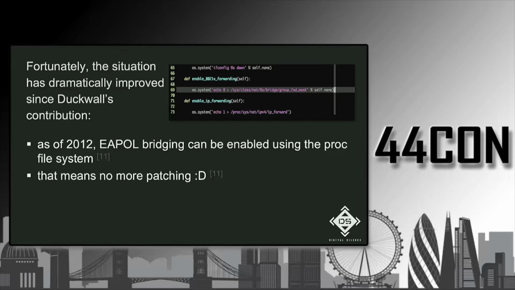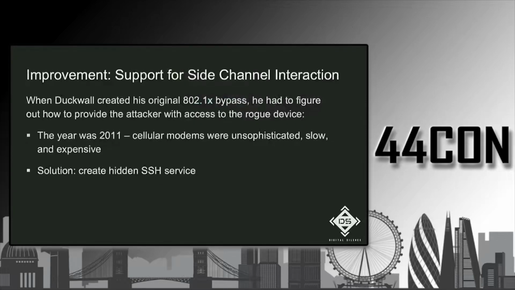As of 2012, EAPOL bridging is something you can actually enable in the Linux kernel. It's not on by default, but you can interact with something called the proc file system, which you can kind of think of as an API for the Linux kernel for changing configs on the fly. It's basically a bunch of files, and you modify the values in the files to do that. But you can actually enable it using the proc file system. And what this means is that you don't have to rely on patching anymore. So I added that to my implementation of this, and just use the proc file system, so you don't have to patch the kernel anymore.